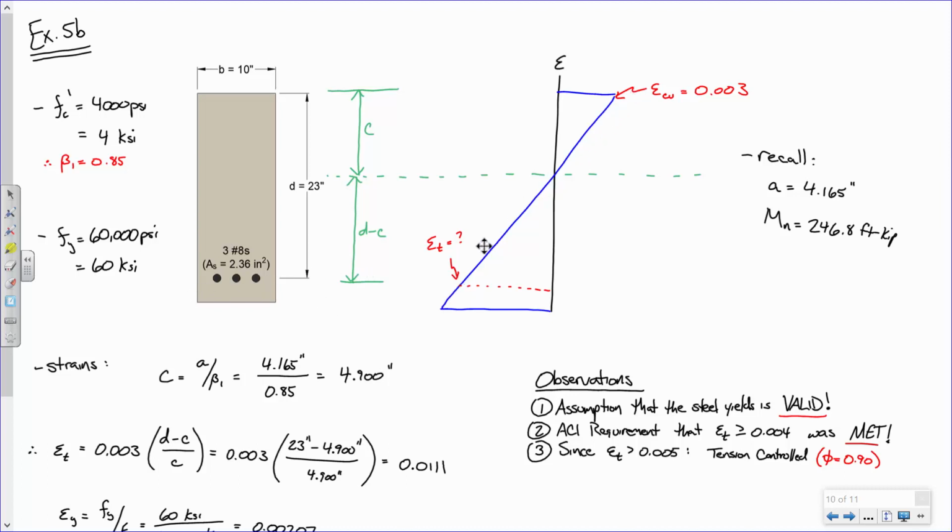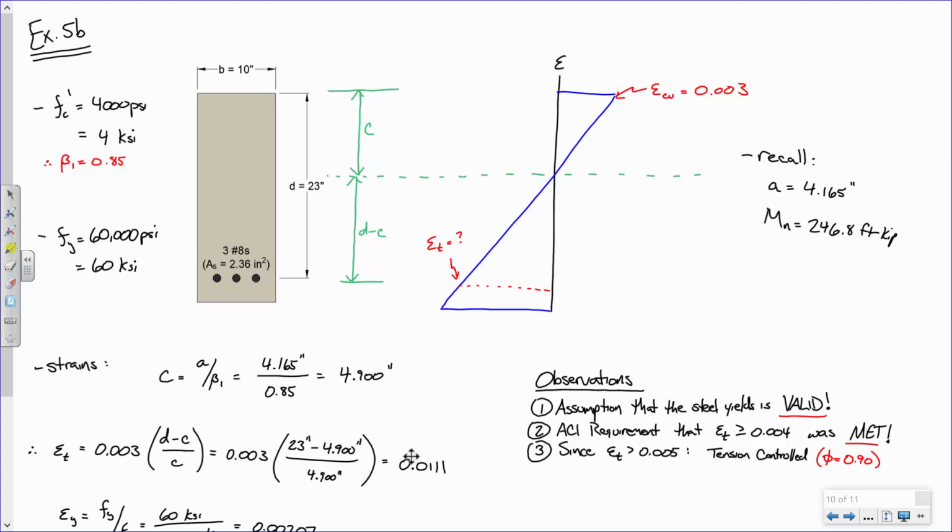Remember, we assume a linear strain profile, and regardless of your compressive strength, we assume the same maximum usable compressive strain. So this is really just similar triangles. 0.003 is to whatever this depth is, and that has to equal epsilon sub t is to whatever this depth is. So we need to look at some strains.